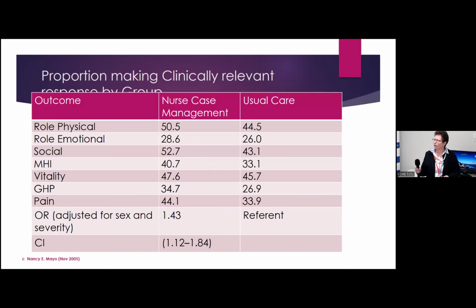So we looked at the proportion making a clinically relevant response by group. You can see the nurse case management was slightly higher on all 7 subscales. We did not include physical function because they had nothing on their spoon for physical function. Nothing overwhelming, but when you put it together in a complex model, the odds ratio for nurse case management was 1.43, improving outcome no matter what you call outcome.